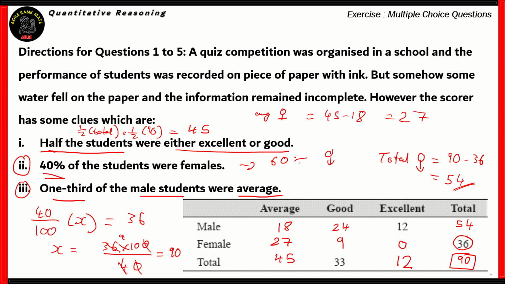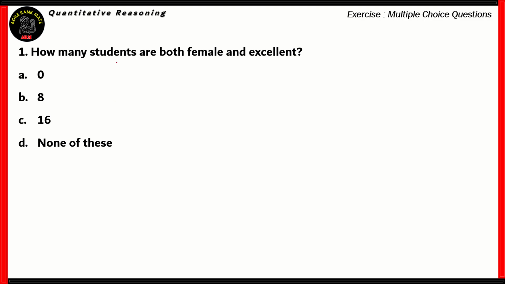So now, let's look at our 5 questions. Question number 1. How many students are both female and excellent? Well, you know this answer because all you have to do is look at the column for excellent and female, and you know that the answer to this is option A, 0. The other numbers do not exist in the table, so you don't have 8 or 16 in the table. Therefore option A is the right option.